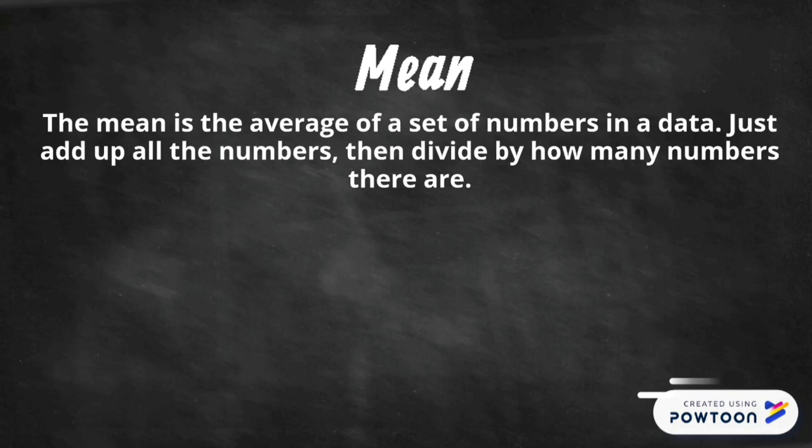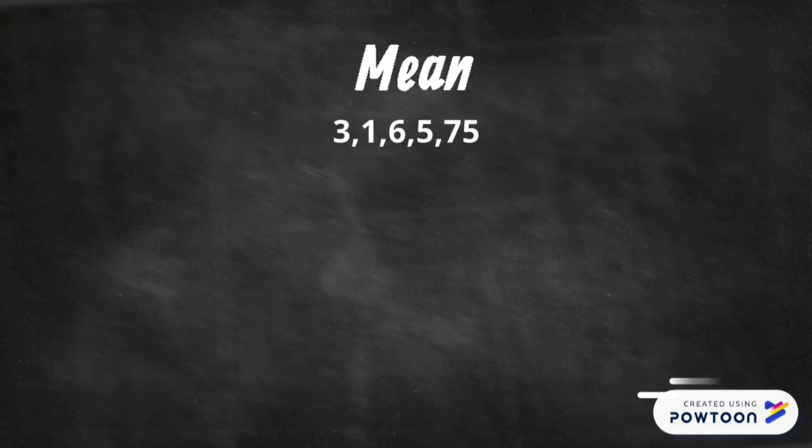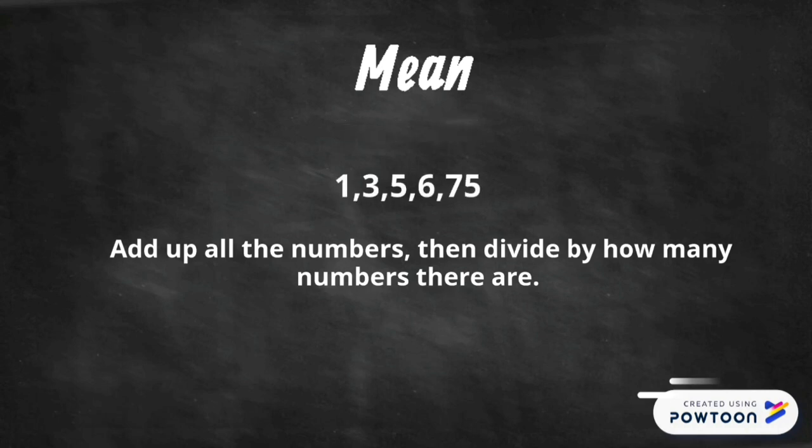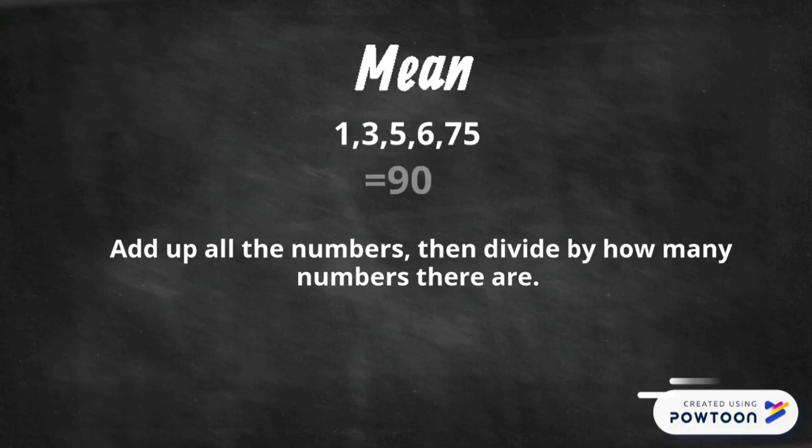Let's take an example. Let's say we have to find out the mean of these numbers. So we have to add up all the numbers and then divide by how many numbers there are. So first let's arrange these numbers. So 1 goes before 3 and 5 goes before 6, and then we add these numbers up and we get 90, right? Now we have to divide these numbers by 5.